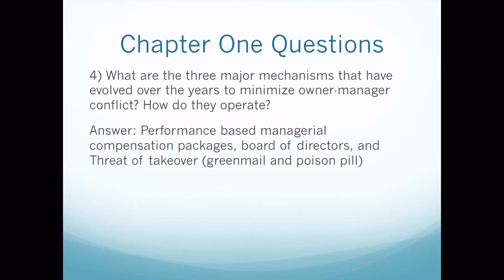Number 4, what are the 3 major mechanisms that have evolved over the years to minimize owner-manager conflict, and how do they operate? They are performance-based managerial compensation packages, board of directors, and threat of takeover. And if you look in the footnotes, you see greenmail and poison pill. I may ask you what greenmail and poison pill are, and that's why they're actually on this answer, and they were on the lecture.